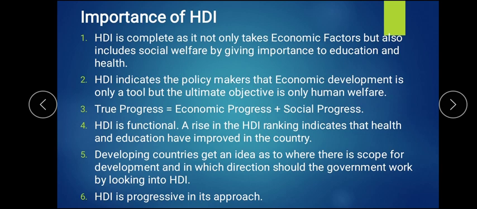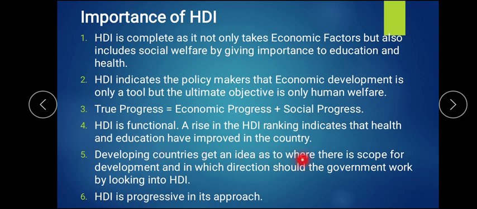Every person should get a good standard of living, and their literacy rate and average life expectancy should also increase. Then here, progress is talked about when it is called true progress. True progress is economic progress plus social progress. So both economic and social progress are given to a person, and you find two kinds of progress shown in the country. Now it is functional, it is a working thing which has been helping. So it indicates how health and education have improved in the country.